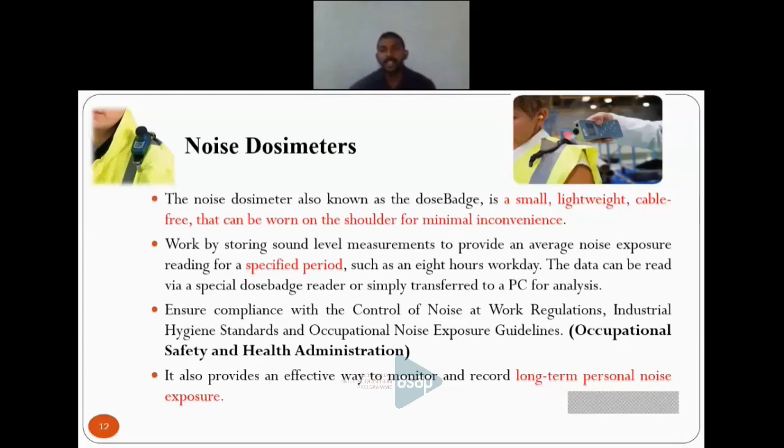In most of the studies, it shows that a 1.33 hours reduction will give a little bit of relief from the problem. This can also be used for long-term personal noise exposure. Not just 8 hours, but more than 8 hours, even 24 hours, we can study the noise effect by using the noise dosimeter.